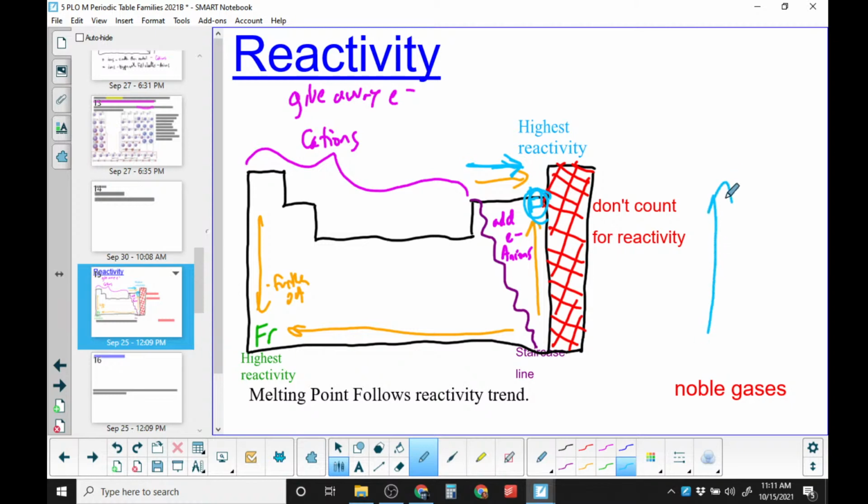Going up, what effect is increasing the reactivity there, Joshua? Going up the family here, why is fluorine the most reactive element?